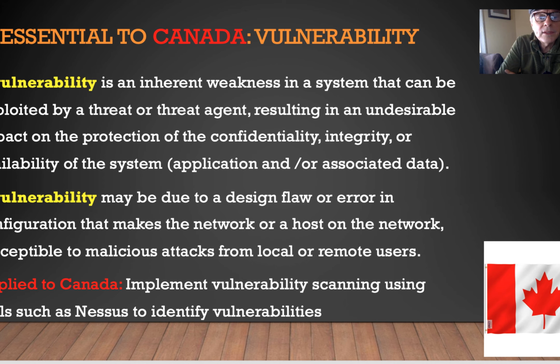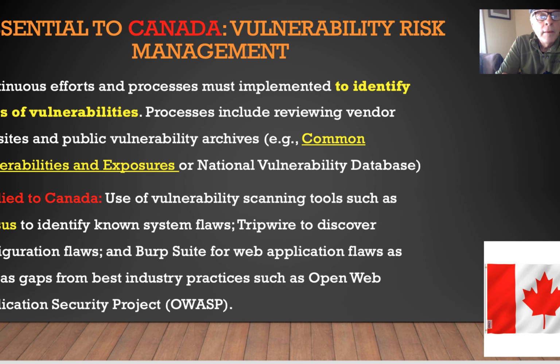Essential to Canada is a distinction between vulnerability as an inherent weakness or vulnerability as a design flaw. But within Canada, we're going to look at some vulnerabilities on our vulnerability matrix coming up. Anyway, we also recommend, as it applies to Canada and vulnerability, the use of a scanning tool like Nessus. And there's other tools like Tripwire to discover configuration flaws, the Burp Suite, which is for software, if you will, and Open Web Application Security Project, OWASP, which is a standard set of vulnerability mitigations that we could also apply in terms of the Canadian systems. And that covers not only application systems and the networks, but also databases and the website.